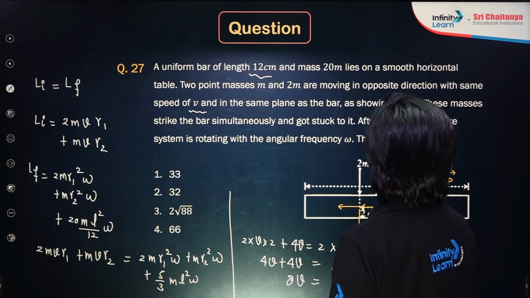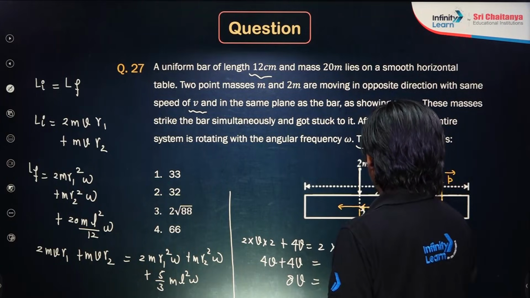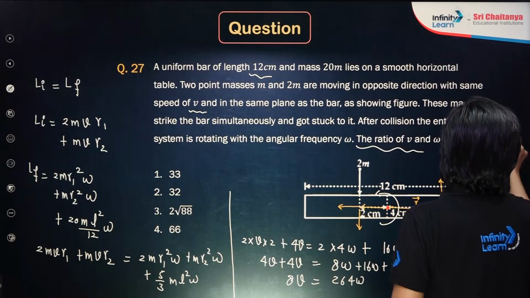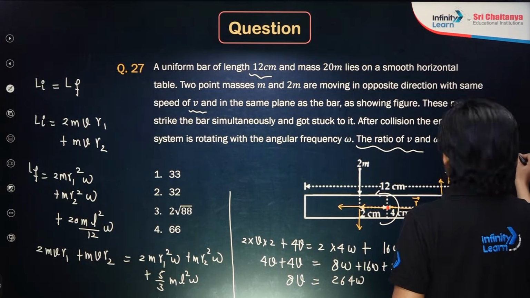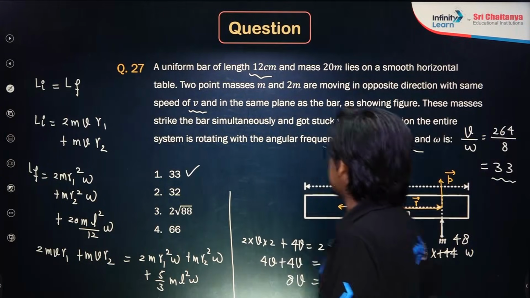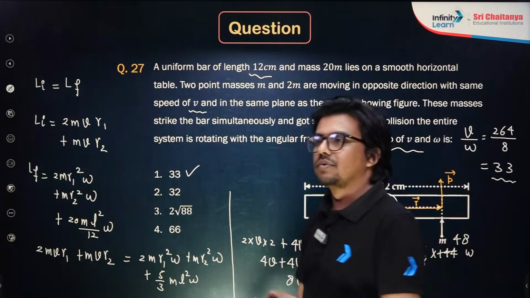Now we want to find out the ratio of V and omega. So this V by omega is actually equal to 264 divided by 8. And now how much it is? 33. That is the first option. So first option is the correct one for this question.